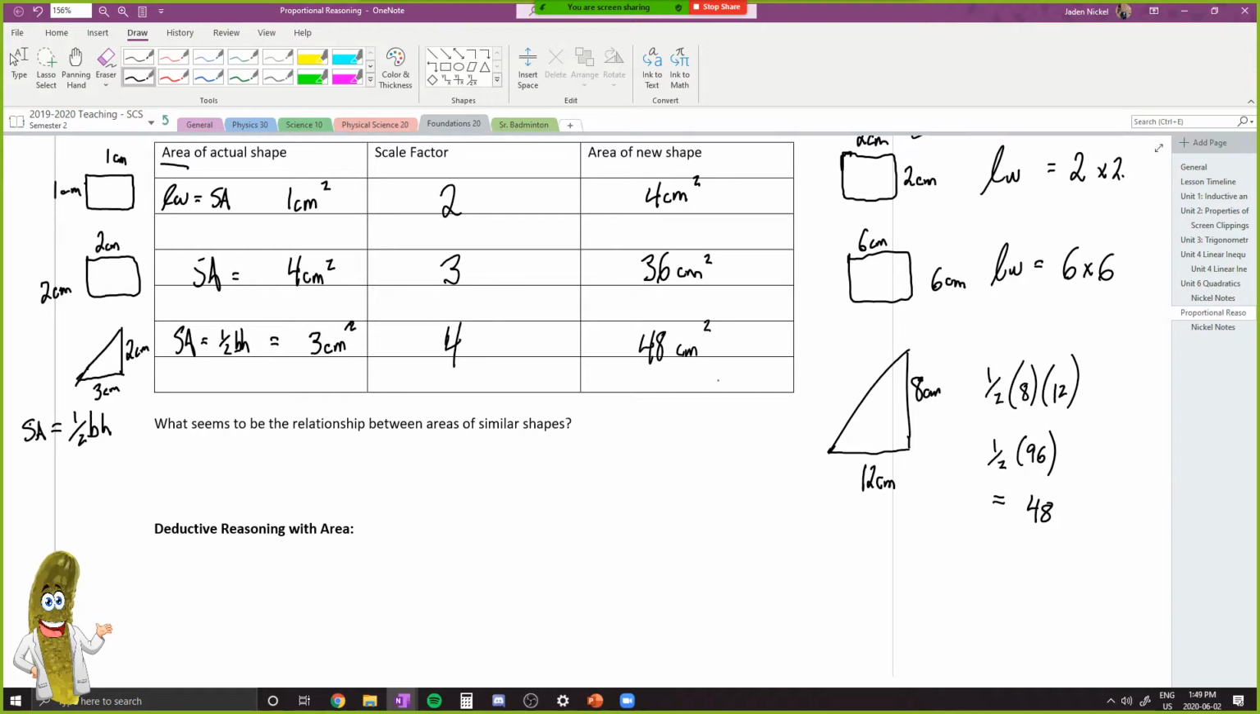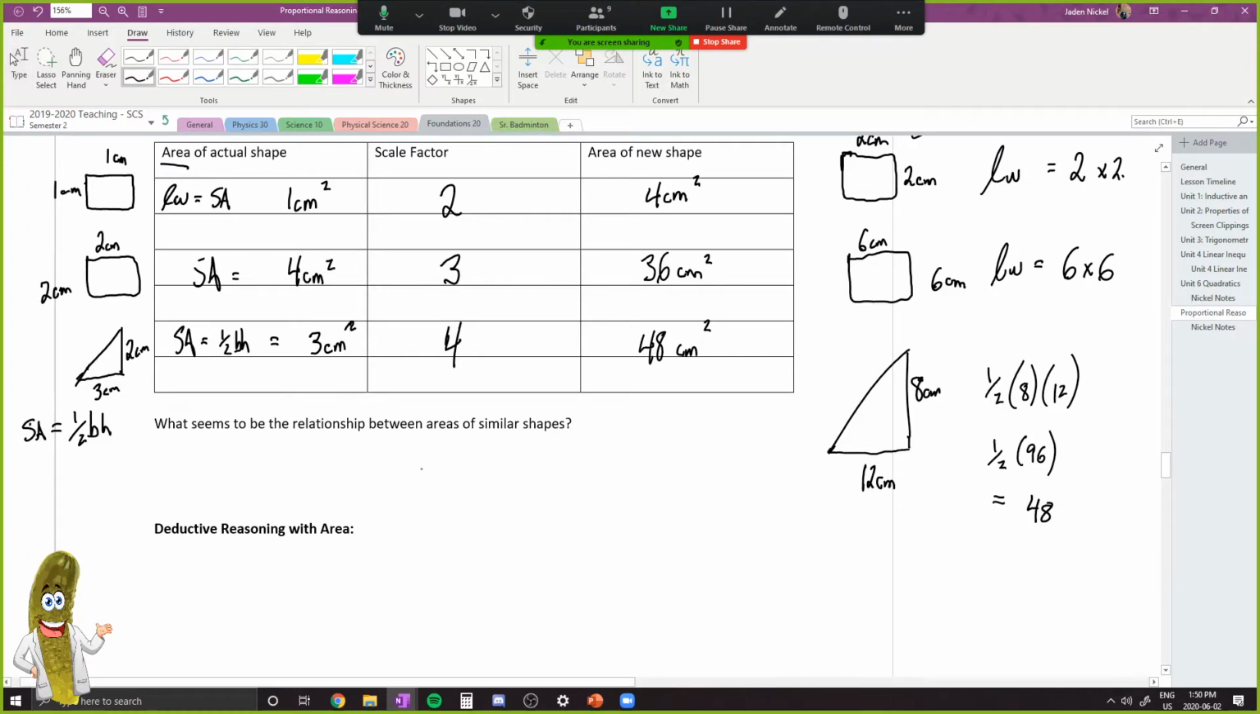Can anyone contribute what the pattern is that we've done every single time? Does anyone know what the actual pattern is that we're exhibiting here between the area of the actual shape and the area of the new shape? Anyone have any suggestions with that? Okay. I like seeing your faces sometimes because it gives me a good idea of what everyone's thinking. Perfect. Okay. Well, let's think about this in this way.